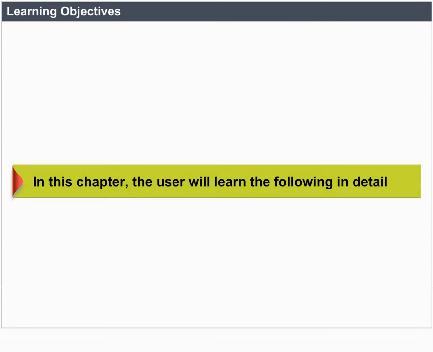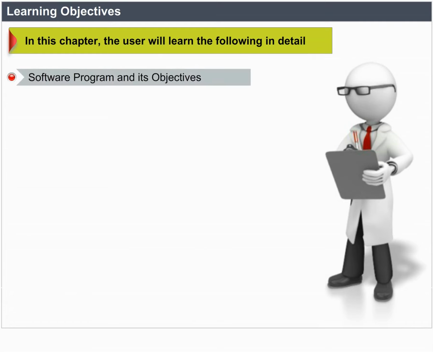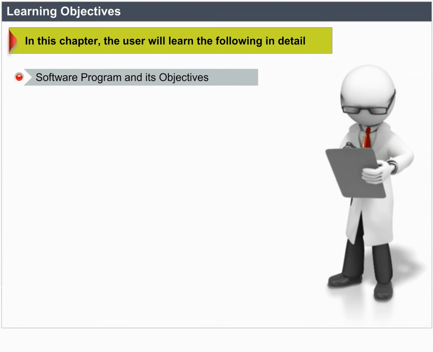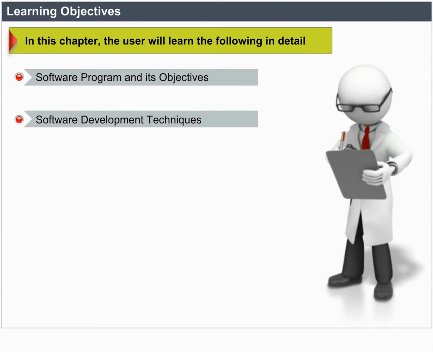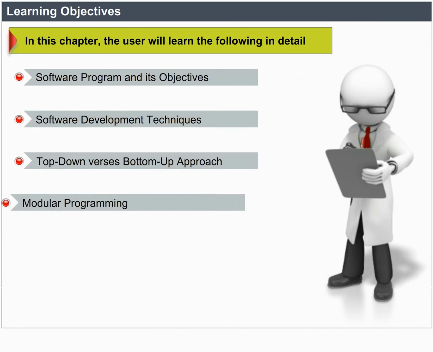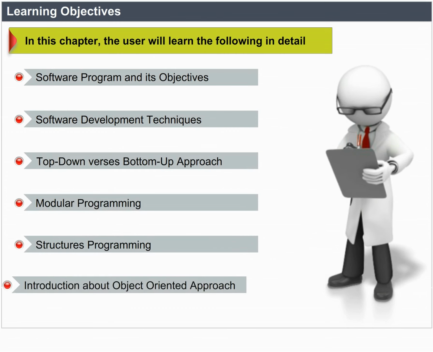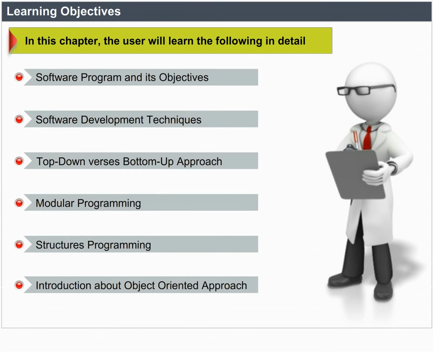Learning objectives. In this chapter, the user will learn the following in detail. Software program and its objective, software development techniques, top-down versus bottom-up approach, modular programming, structured programming, introduction about object-oriented approach.